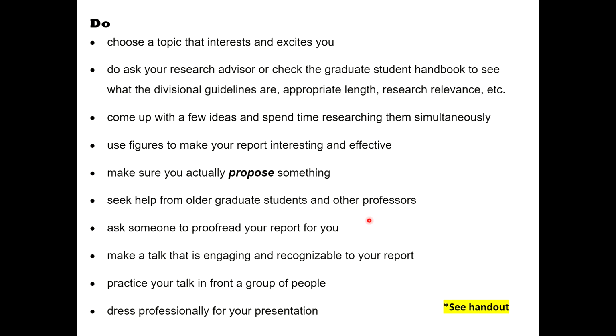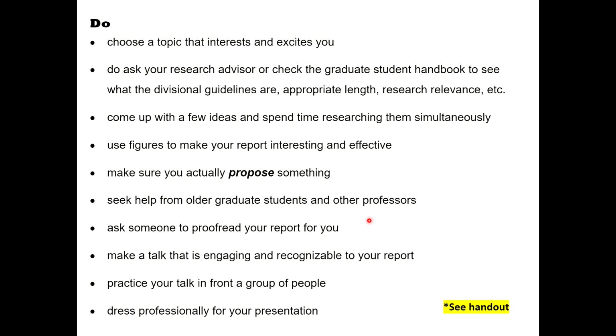Make a talk that's engaging and recognizable to your report. Of course we want you to make a talk that's interesting because we don't want to be bored when we have to listen to it. But also we want it to be somewhat following your report. You have to hand in your report about 2 weeks early and then you do your presentation. You should not make a new OP in those 2 weeks. You should present the OP you already wrote because you already put all the time in that.